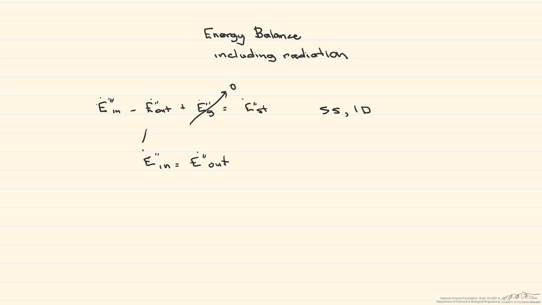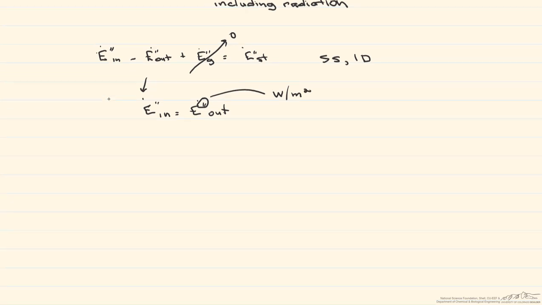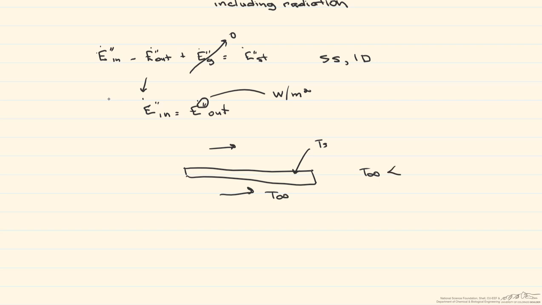So a couple of things I want to mention. These dots here mean that it is a rate of heat transfer, and this double prime here means that we're dealing in watts per meter squared. So the first thing you should do when you're doing an energy balance is draw the picture. And we're going to look at a classic example, which is a horizontal plate. It has a constant surface temperature, Ts, and is exposed to airflow on both sides at a temperature of T infinity, where T infinity is going to be less than the surface temperature.